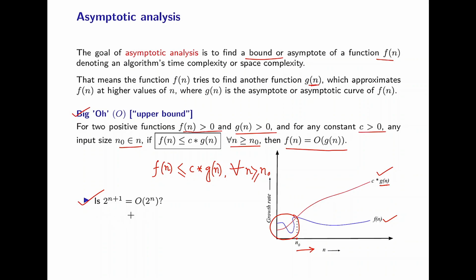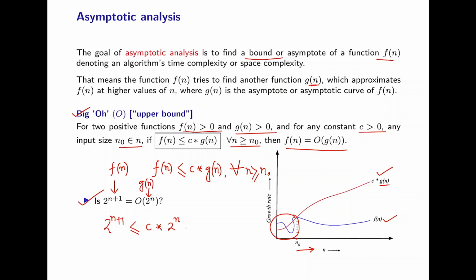Now we'll find similar things here. If I say that 2 to the power n plus 1 is equal to big O of 2 to the power n, then we should go by definition. By definition, 2 to the power n plus 1 should be less than or equal to some constant c times 2 to the power n. Here, in place of f(n) we can think of 2 to the power n plus 1, and in place of g(n), 2 to the power n.